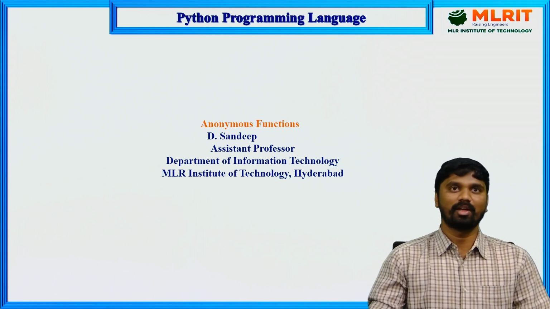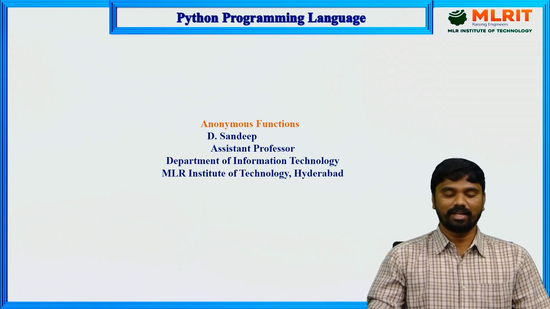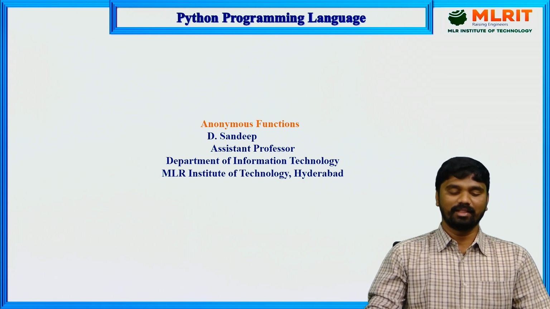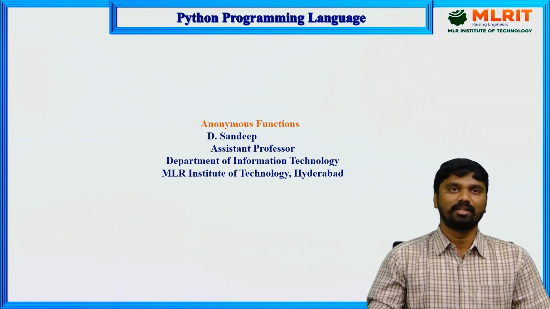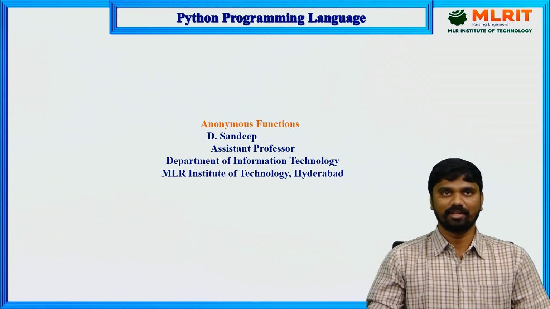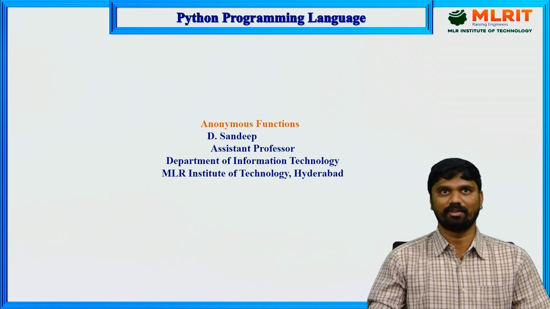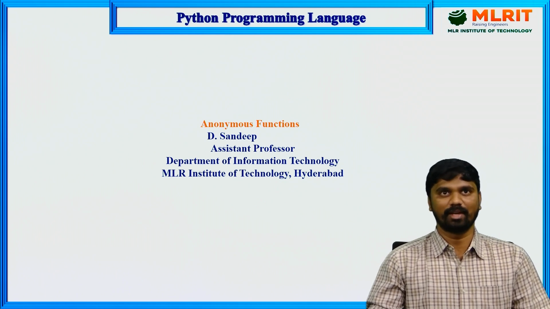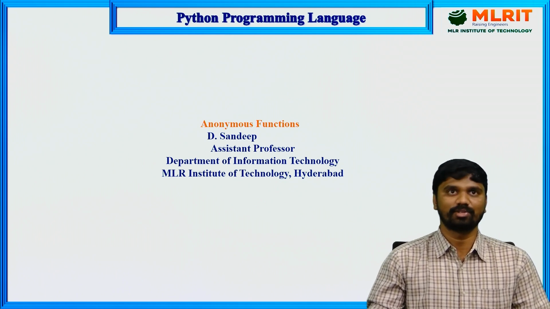Formal arguments are the parameters we pass whenever we define the function. Actual arguments are the values we pass to the function parameters whenever we call the function. Again, we have four types of actual arguments, which we also discussed.